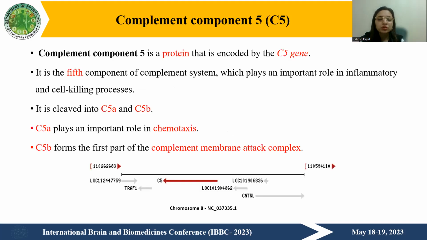In our study, we are using complement component 5. This is basically a protein which is encoded by the C5 gene. It is the fifth component of the complement system, and it plays an important role in inflammatory and cell killing processes. This gene is cleaved into two regions, that is C5a and C5b. C5a plays an important role in chemotaxis, whereas C5b forms the first part of the complement membrane attack complex. The figure below shows the complete C5 gene with its different regions, and it is located on chromosome 8.